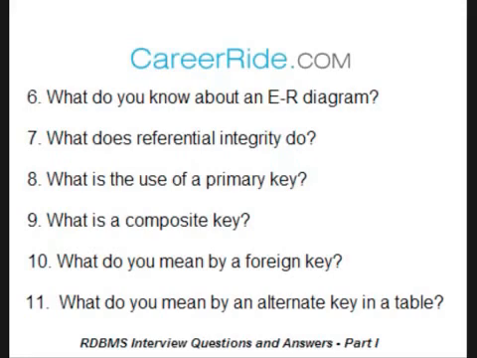What do you mean by foreign key? It is a key column in a table which identifies records in a different table. What do you mean by an alternate key in a table? Columns other than primary key columns in a database table which act as a key are called alternate keys.